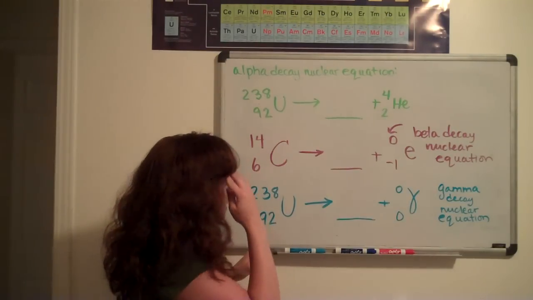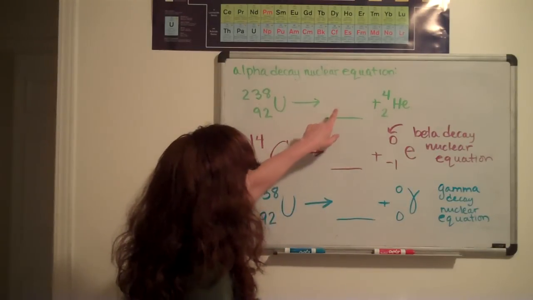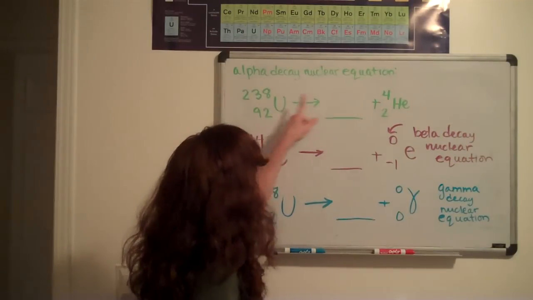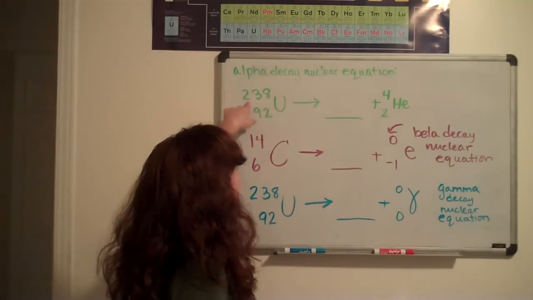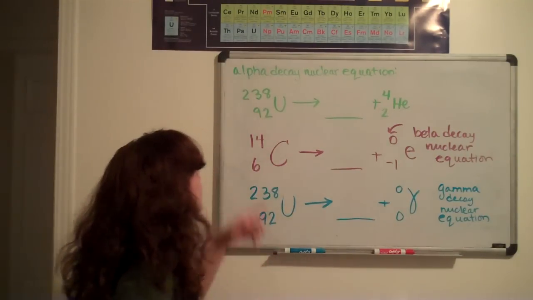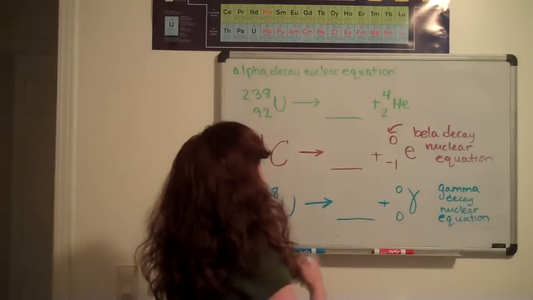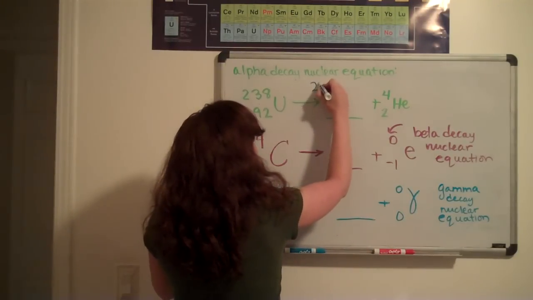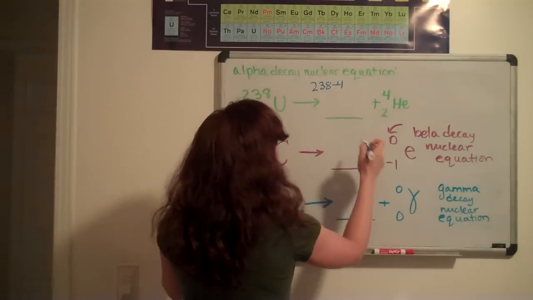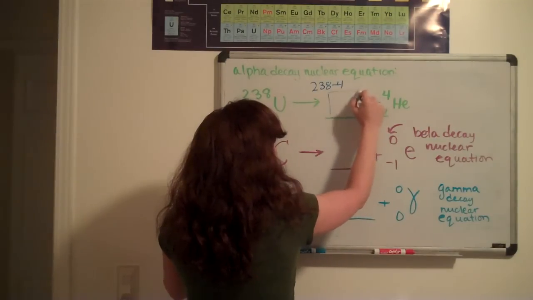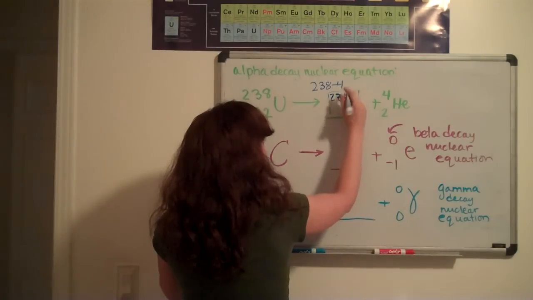So, knowing that, we know that 4 plus something has to be 238. And so all I have to do is say 238 minus 4 is going to be whatever this number is. Okay? So what I've done is said 238 minus 4 is going to give me the top number of whatever this symbol is going to be. So that's going to be 234.